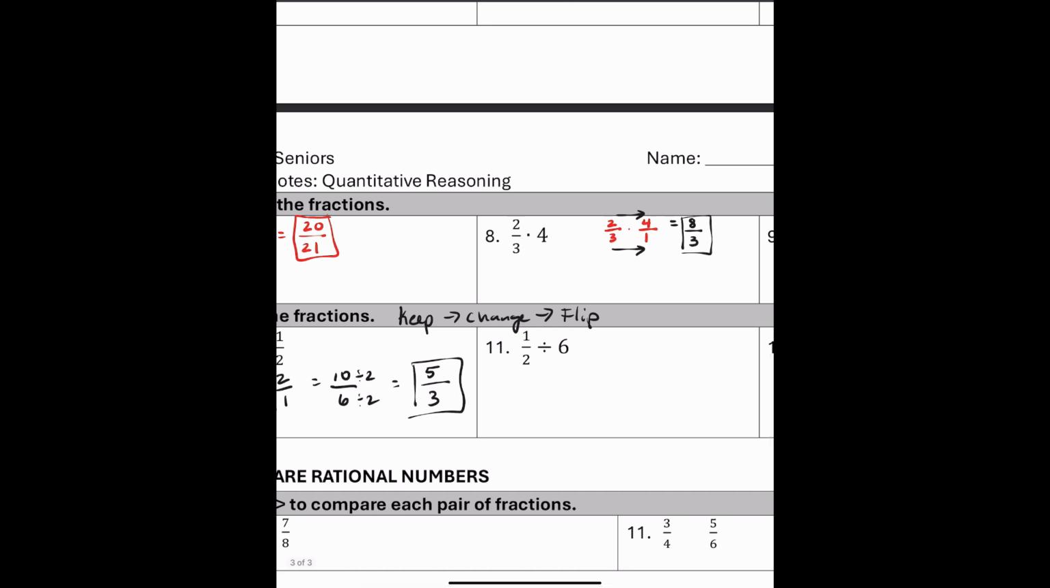Number 11, we have 1/2 divided by 6. Hopefully we're okay with me changing that 6 to a 6 over 1. It's the same thing, right? So 1/2 divided by 6 over 1. Remember, we're going to keep the fraction, so we're going to keep the 1/2. We're going to change the division to a multiplication, and then we're going to flip the fraction. So that 6 over 1 now becomes a 1 over 6. We multiply across, so 1 times 1 is 1, and 2 times 6 is 12. The answer is 1 over 12.